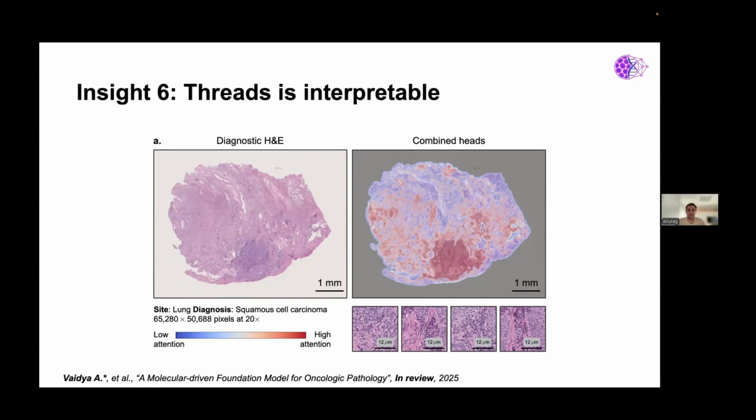So with THREADS, our intention was not necessarily to make models more interpretable. It was just to show that you can use these models in the way that we are used to using traditional MIL models. Without any guidance, you're able to get meaningful heat maps, which pathologists think, for the task of subtyping for example, make a lot of sense. So this is really showing that we are not taking away any capabilities that were present previously.